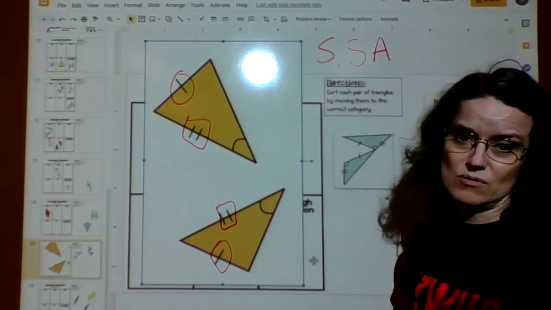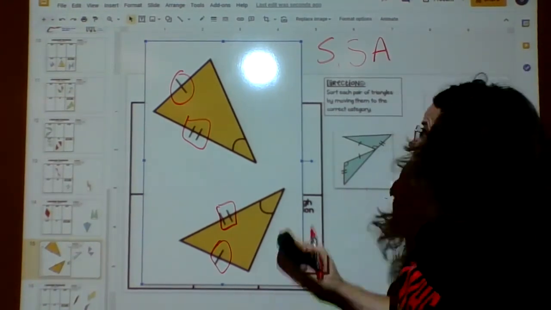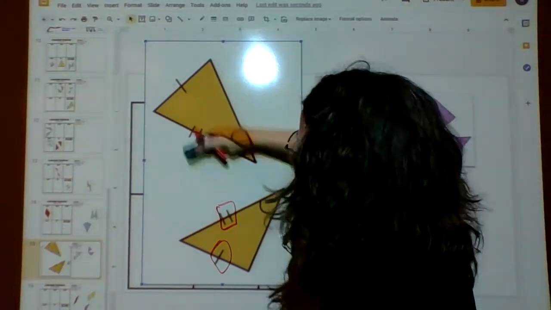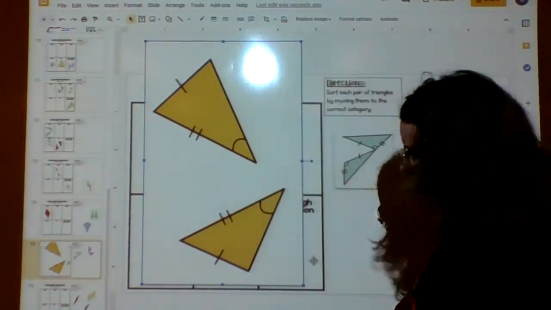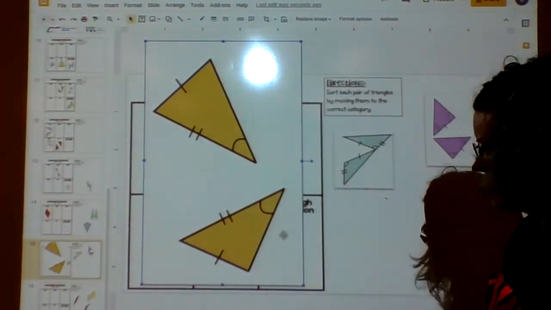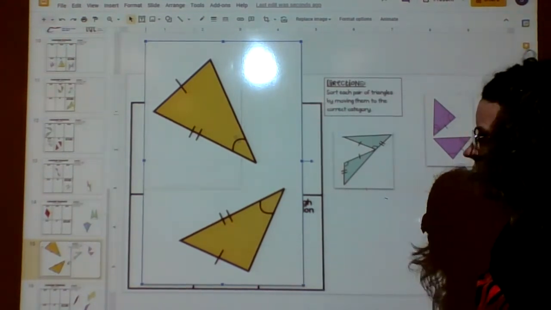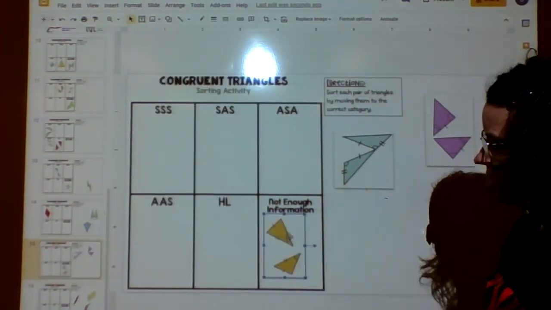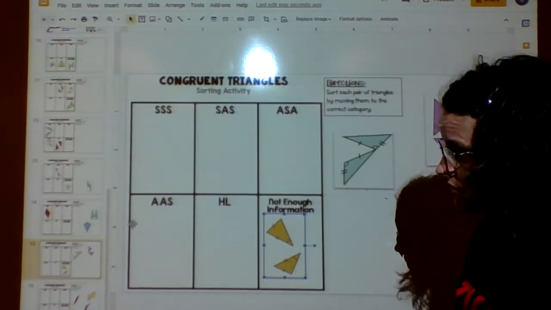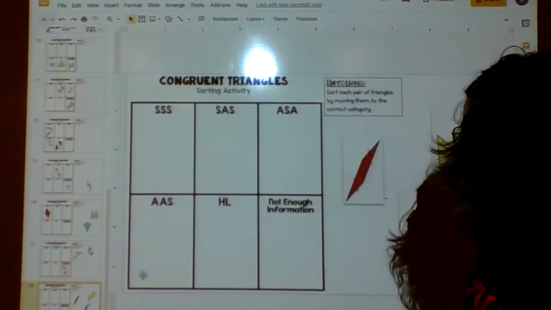And oh, that is so inappropriate in school. You can't use that word. We can't use side, side angle. So nope, this guy does not have enough information to give us what we want. So he goes to the corner, and we just don't know if those guys are congruent. They just didn't tell us enough stuff.